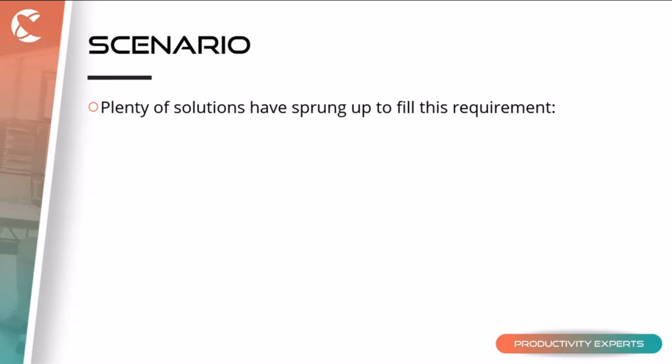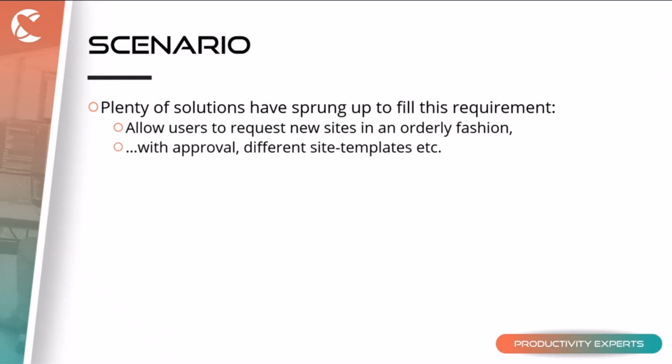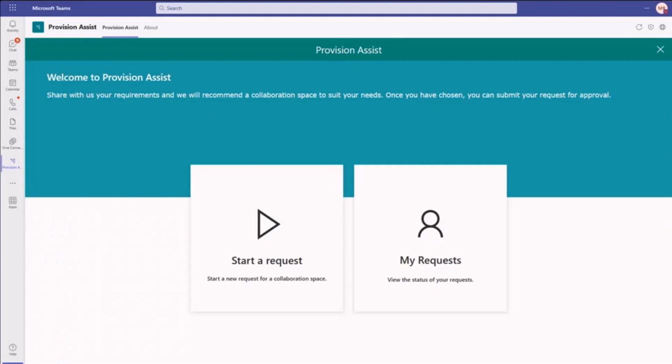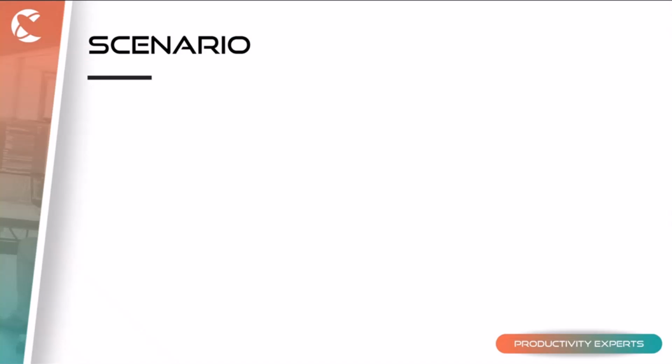Plenty of solutions have sprung up to fill these requirements. They allow users to request new sites in an orderly fashion with approval, different site templates, etc. For example, a very well-known one from the Microsoft 365 platform community is the Provision Assist solution, which I can safely reference without the danger of product placement, I guess. This was recently published and provides a very nice experience in Teams, combining a Power App for user input and Logic Apps for automation for exactly this purpose. But of course, we can also do it in different ways.